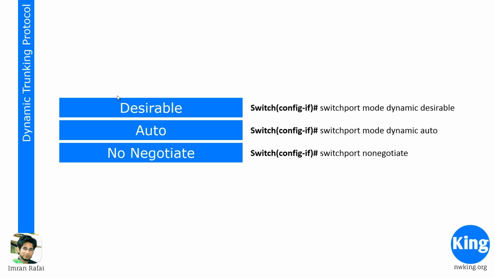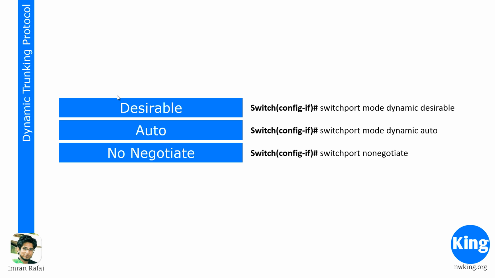But if there is a case where both these switches are in dynamic auto, then that's a problem. Both of them auto will do nothing, because dynamic auto is a very flexible state. It just waits for DTP negotiation. It will never initiate a dynamic trunking negotiation. So if you keep both sides as dynamic auto, then it will not work, right? So if you want to create trunking automatically, then you need to make one side at least, or both sides if you want, dynamic desirable.